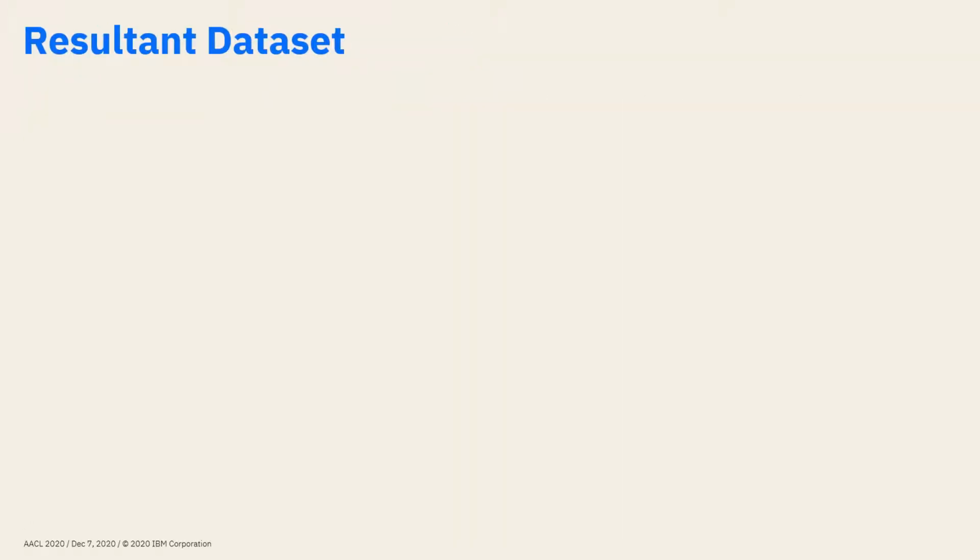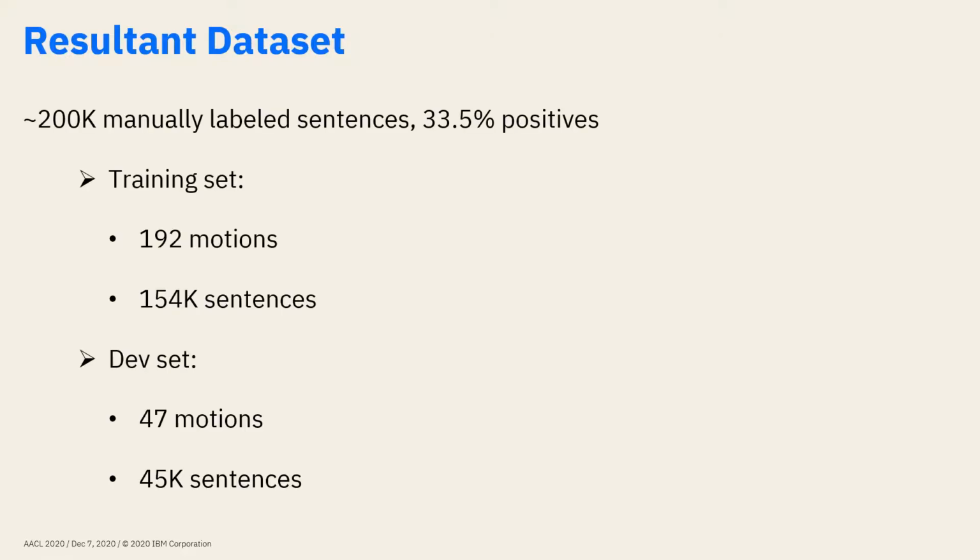The resultant dataset contains around 200,000 manually labeled sentences, where more than 33% of them are positives. This is the largest argument detection dataset, much larger than its counterparts, not only in terms of number of sentences, but also in terms of number of motions. The combination of high amount of labeled sentences and the diversity of motions had a crucial influence on the generalization capabilities of the system and enabled it to achieve extremely high performance on a wide range of unseen motions.